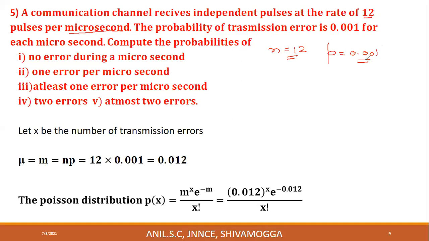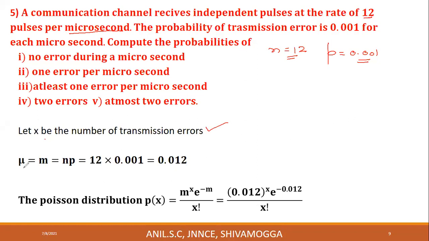Clearly, there are two possibilities. There may be an error in the transmission. There may not be an error in the transmission. When compared to probability of success P, 0.001, 12 is a very large number. Therefore, Poisson distribution is appropriate in this case. Let's define X first. Let X denote the number of transmission errors.